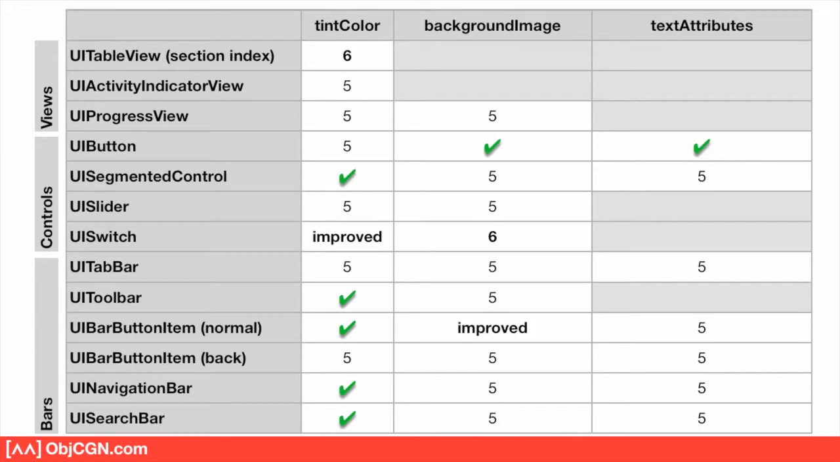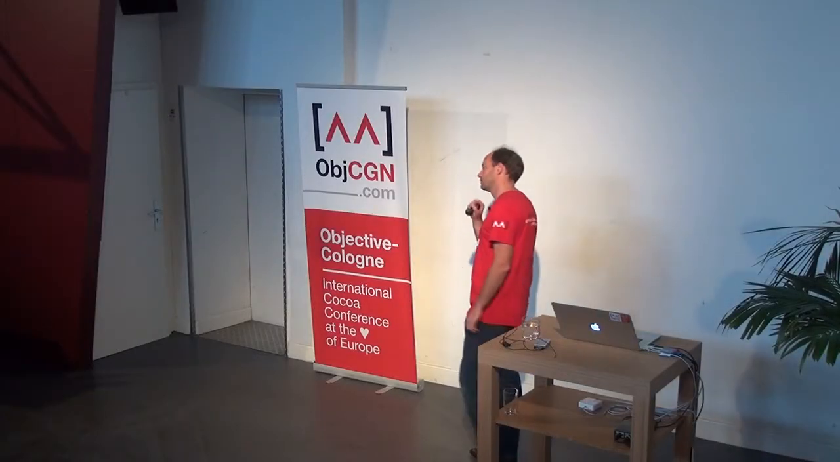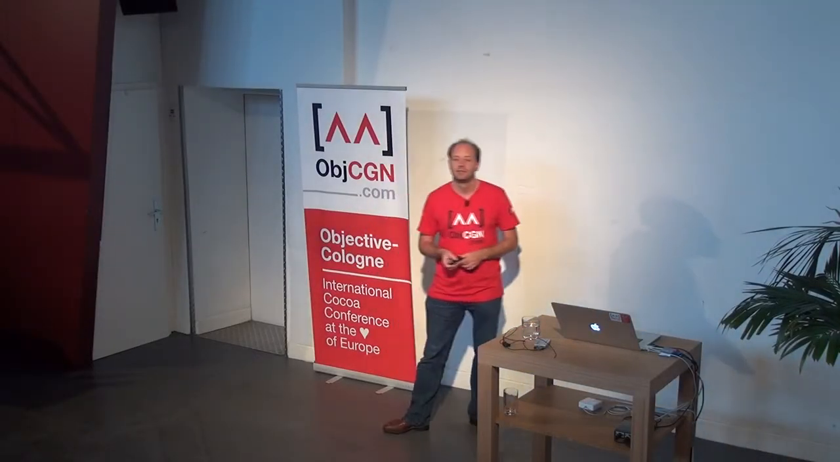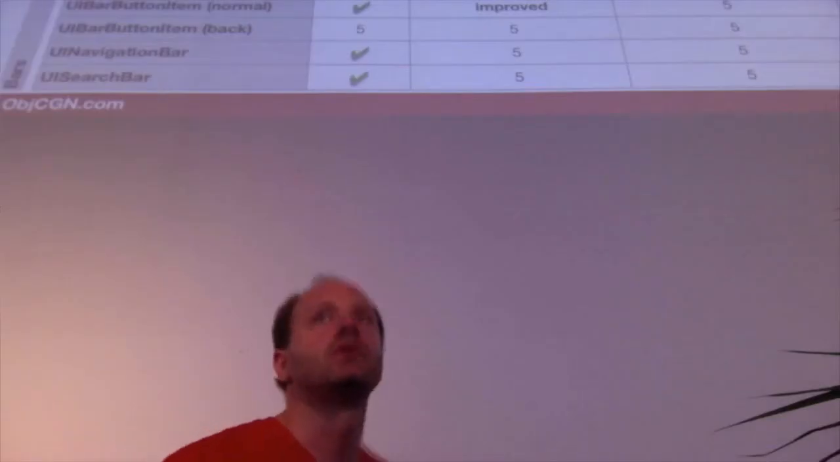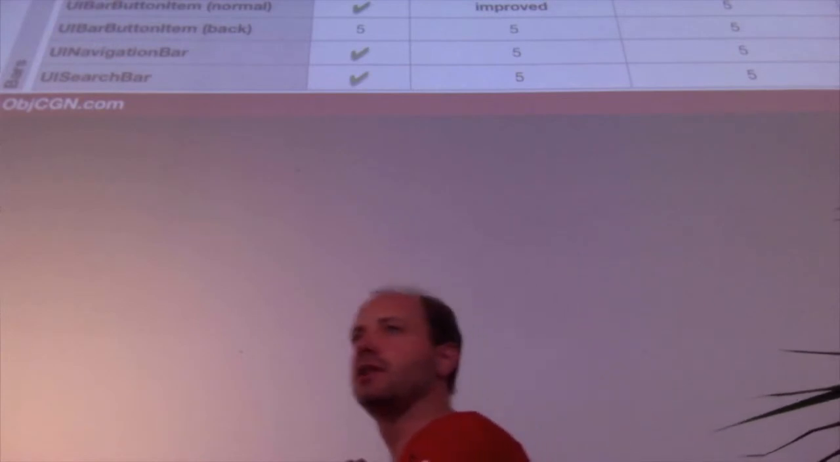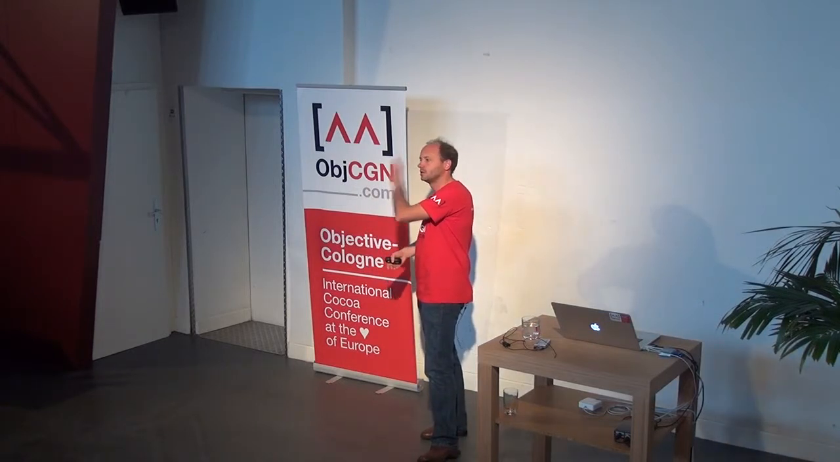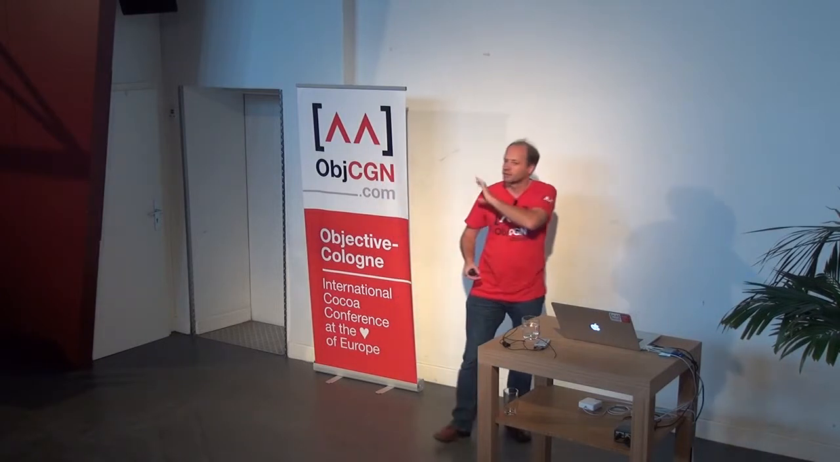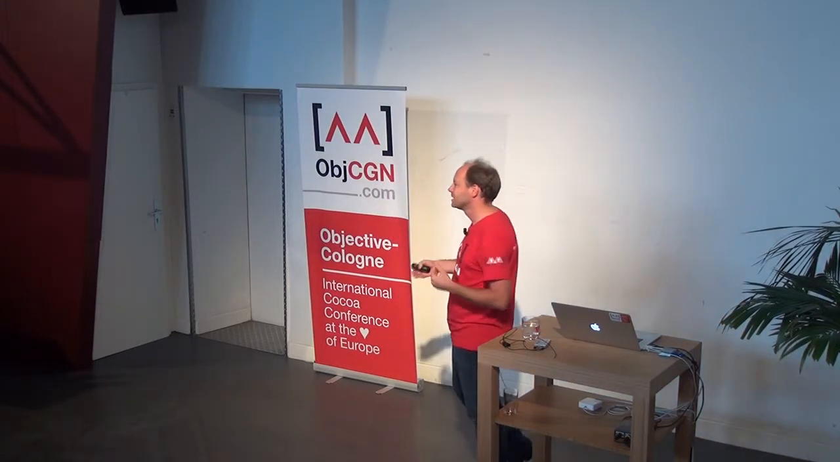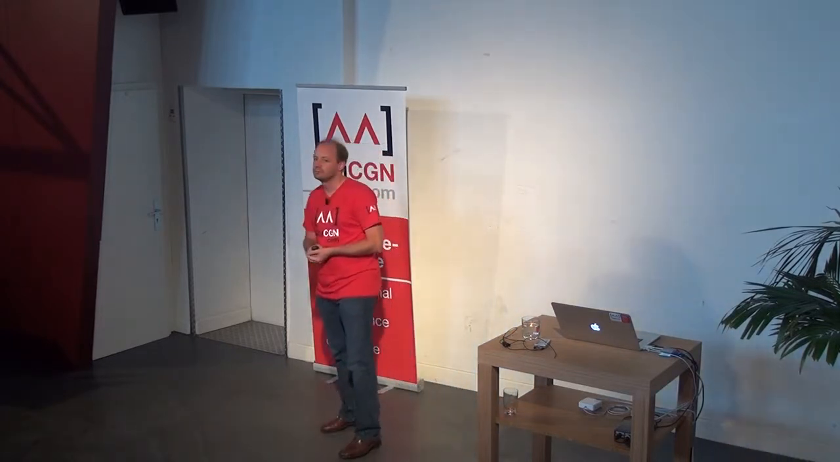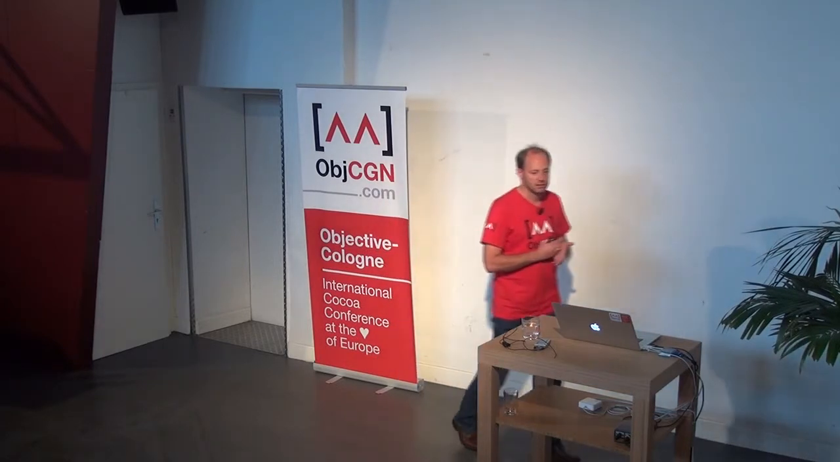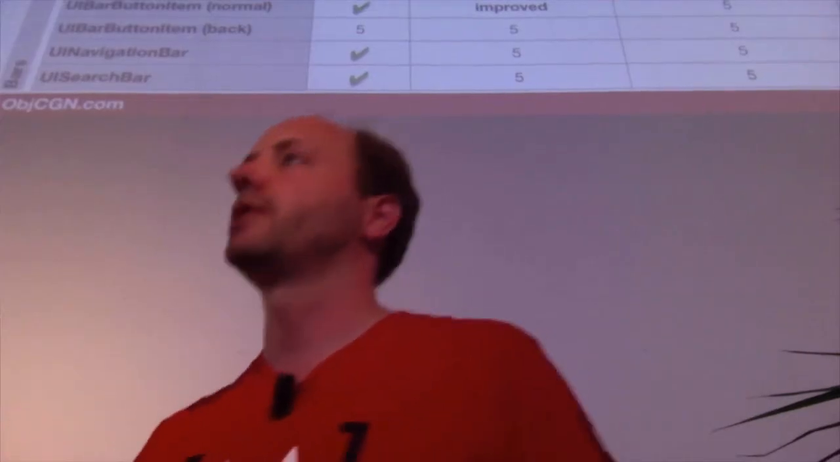So, for example, the section index of a table view is finally customizable in color. They did some nice improvements for the switches. They have a lot of options. You can tint everything separately. In the bar buttons, you have a lot more options, like customizing specifically, for example, the done button, which is always a little bit different in style, like this dark blue style by default. That wasn't possible in iOS 5, so they definitely sat down and addressed a lot of the deficiencies in iOS 5.